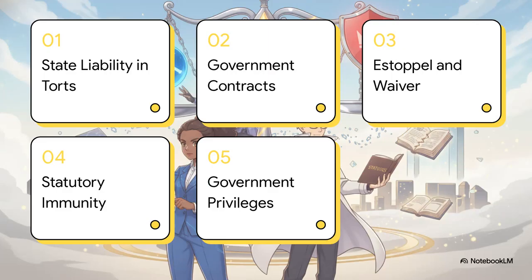To break this all down, we're going to cover 5 key areas today. First, state liability and torts. Second, entering government contracts. Third, the doctrines of estoppel and waiver. Fourth, statutory immunity and sovereign acts. And finally, number 5, government privileges in court.